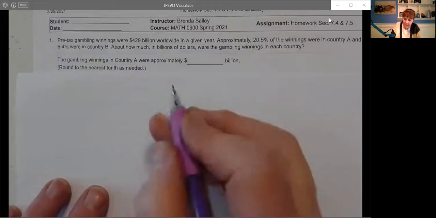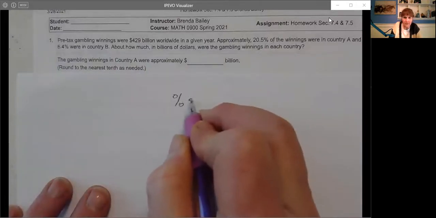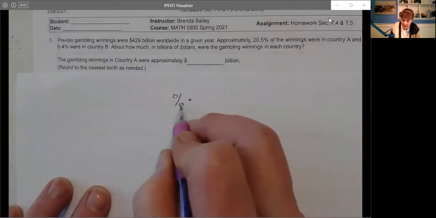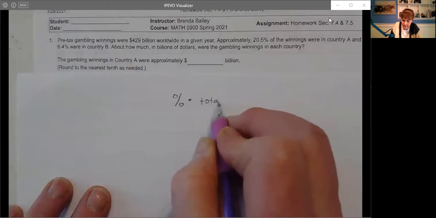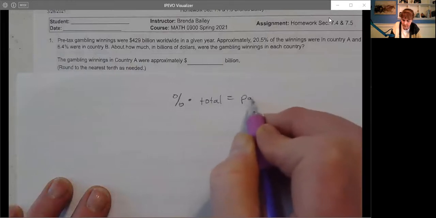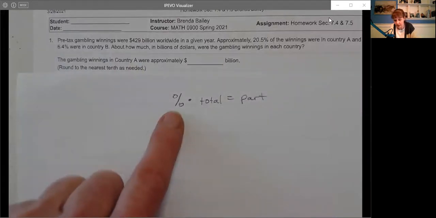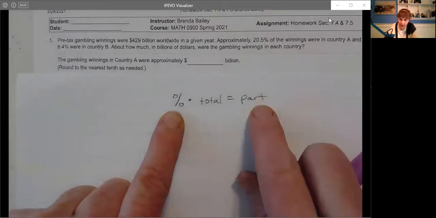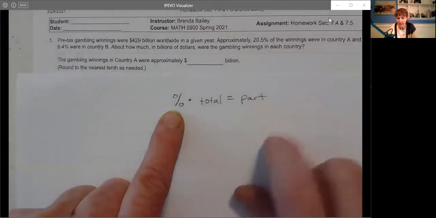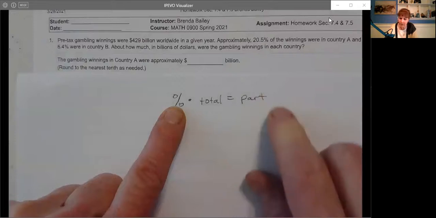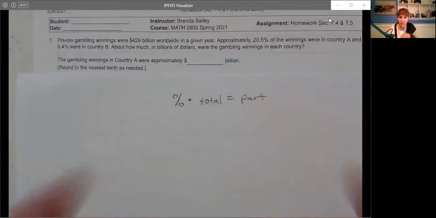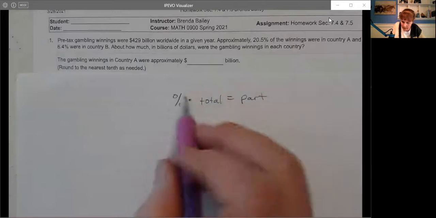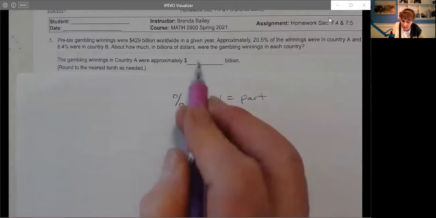So we take the percent. We don't want a percent increase or decrease. So we take the percent times the total, and we're going to get a part. If we take the percent of the winnings in A, we're going to get the amount in A. If we take the percent in B, we're going to get the amount in B. They'll be related to each other. So here we have the percent. We'll do the A first.